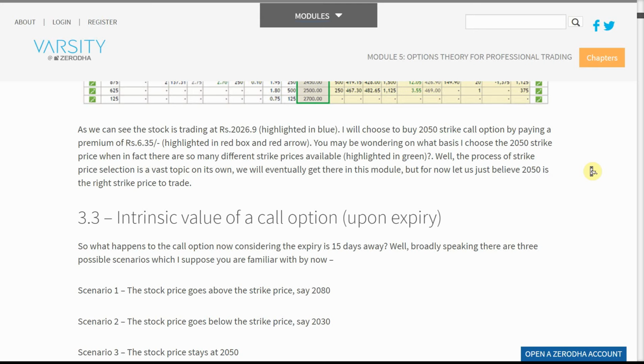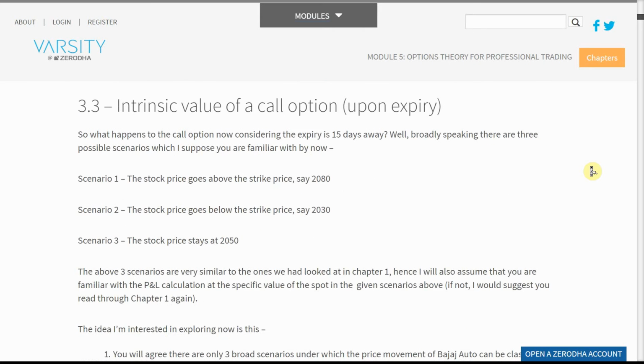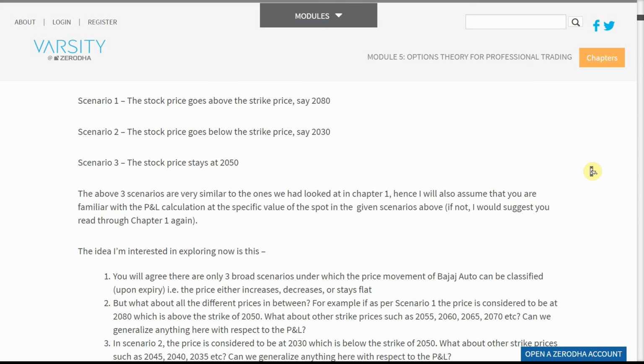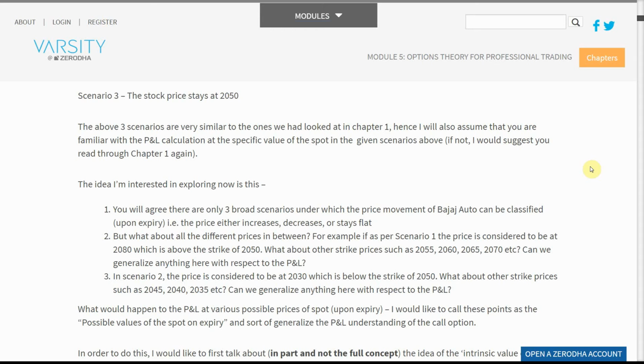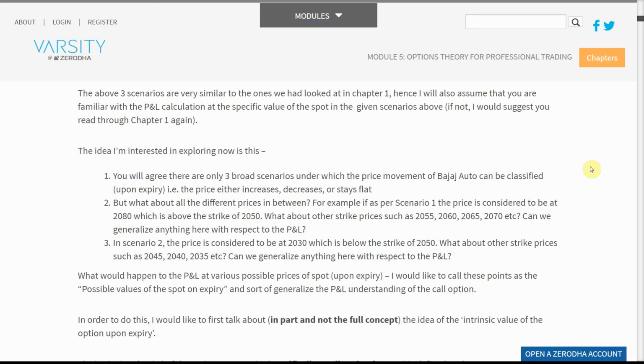The above 3 scenarios are very similar to the ones we had looked at in Chapter 1. Hence, I will also assume that you are familiar with the P&L calculation at the specific value of the spot in the given scenarios above. If not, I would suggest you read through Chapter 1 again. The idea I'm interested in exploring now is this. You will agree there are only 3 broad scenarios under which the price movement of Bajaj Auto can be classified upon expiry, i.e., the price either increases, decreases, or stays flat.